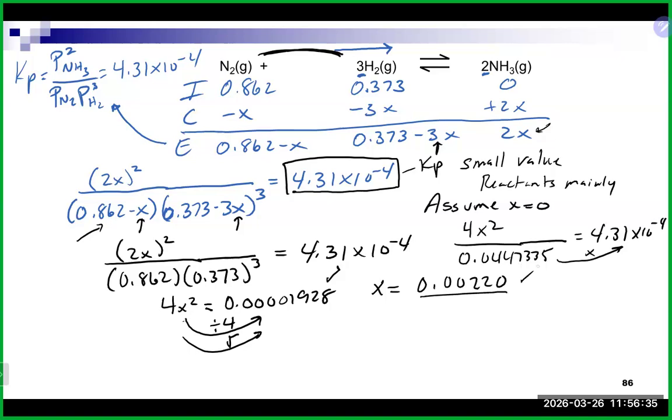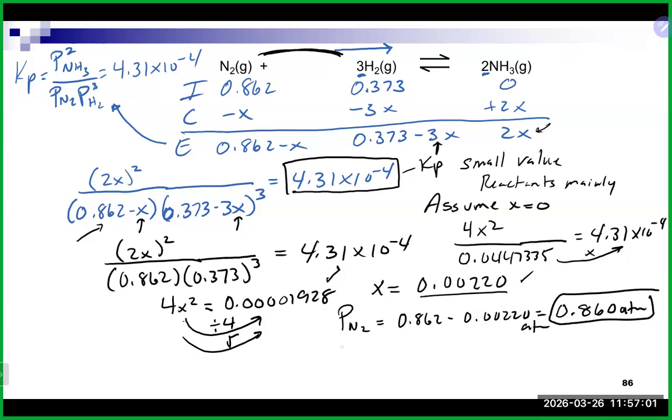So we're going to pop that in there and we'll go with our partial pressure of N2 at equilibrium would be 0.862 minus 0.00220. And these are atmospheres, right? Partial pressures. 0.862 minus 0.00220, and that's 0.860. For our H2 it is going to be 0.373 minus 3 times that X value, 0.00220. And that's going to get us here.